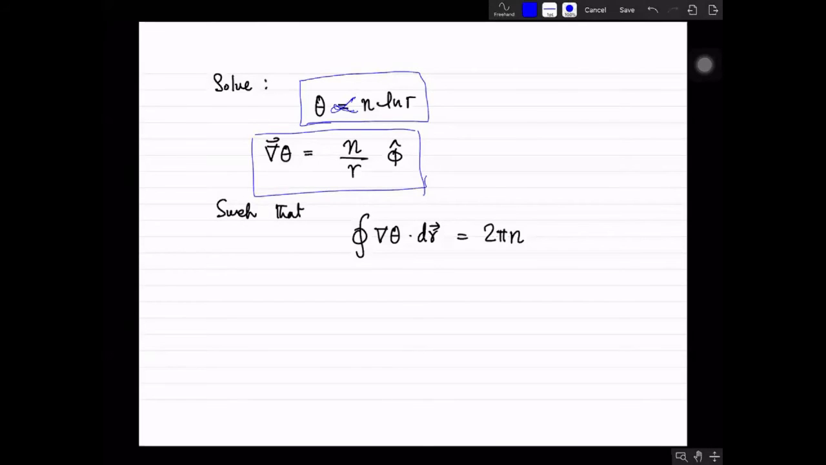Generically, this is proportionality, but this is equality. At distances large compared to the core of the vortex, you would get a solution like this. And such that if you now integrate, you would get this.